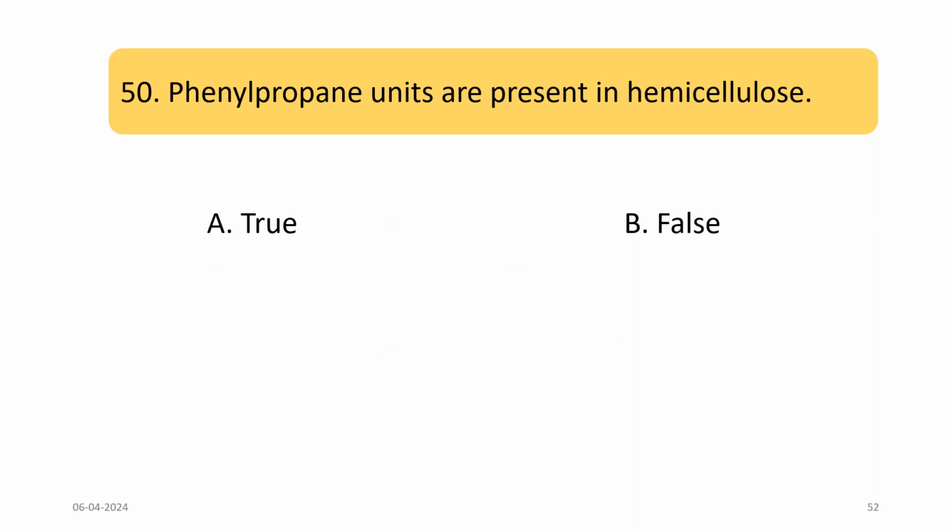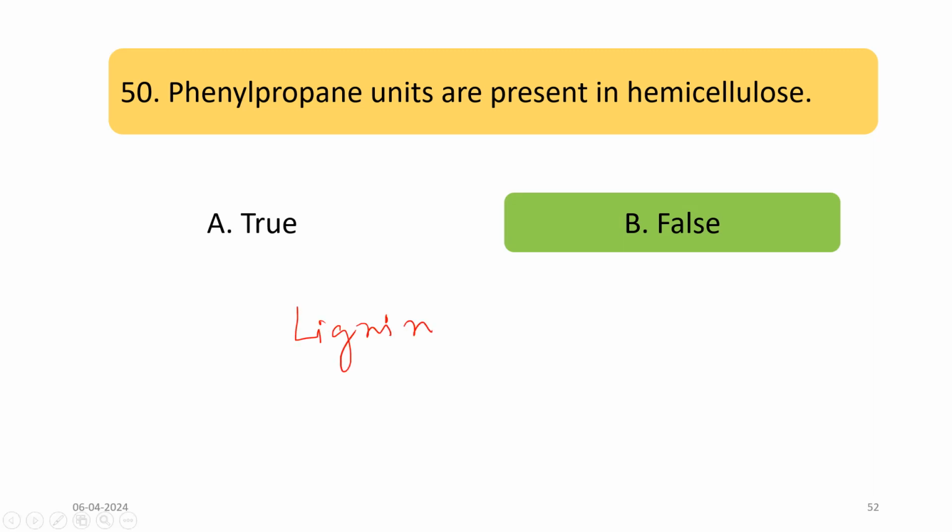Next, phenylpropane units are present in hemicellulose. Is it true or false? Phenylpropane units are present in hemicellulose. The answer is false because they are present in lignin. Phenylpropane units are present in lignin.